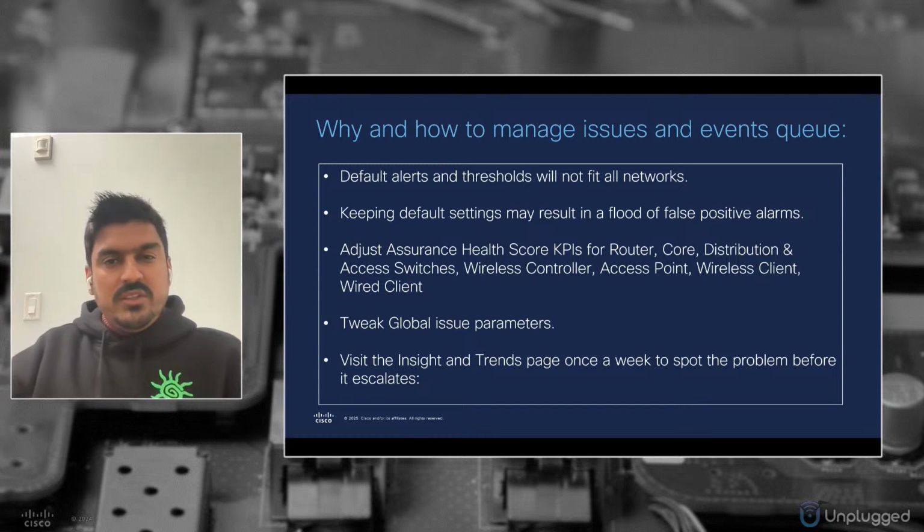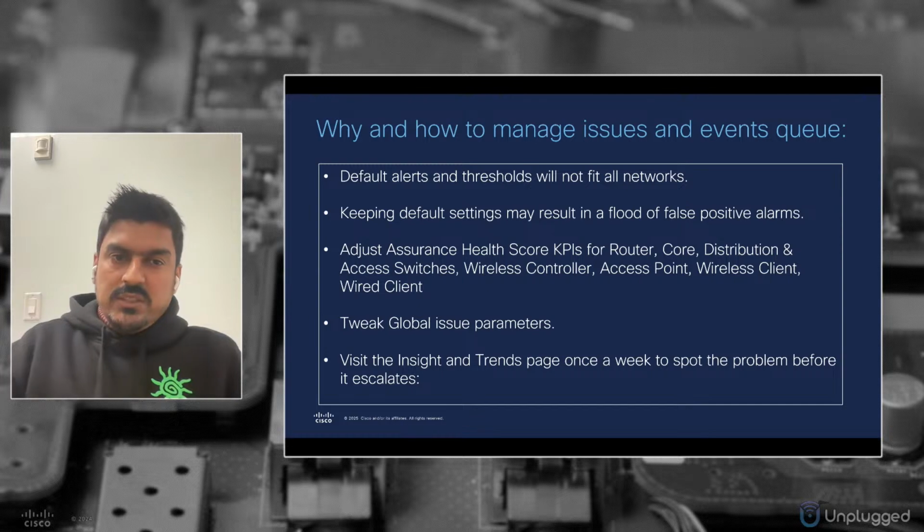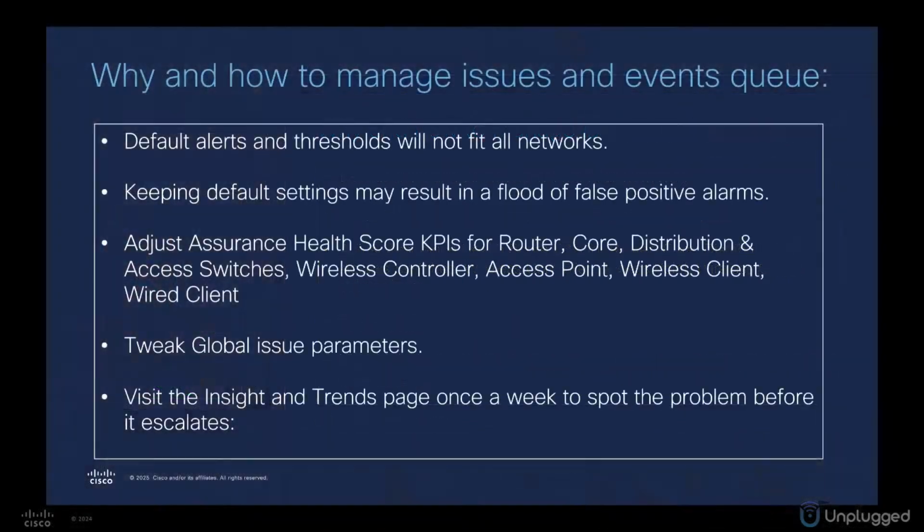So why do we need to manage the issues and events queue? The major reasons are that default alerts and thresholds will not fit all networks, and keeping default settings may result in a flood of false positive alarms. Now, how to manage these? We have different KPI settings for routers, core, distribution and access switches, controllers, access points, wireless clients, and wired clients that we can set up according to our network requirements. Then we have global issue parameters that you can also tweak according to your network requirements. And our recommendation is that you visit the Insight and Trends page once a week to spot the problem before it escalates. Next slide.